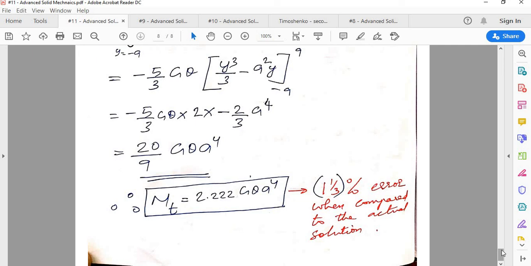Okay, so with this particular lecture we will conclude the topic of torsion in your syllabus, and from next lecture we will move on to the next topic. So the next topic is elastic plastic behavior.